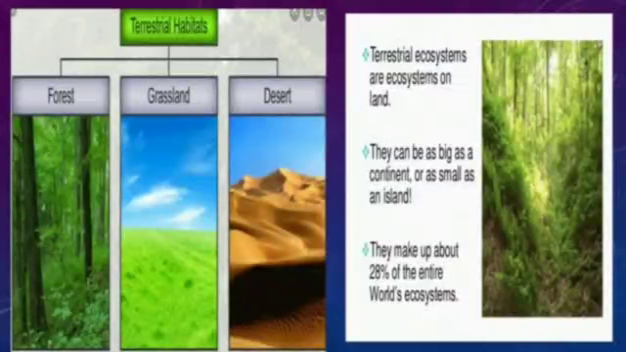So now, terrestrial ecosystems are ecosystems on land, and they can be as big as a continent or as small as an island. Terrestrial habitats make up about 28% of the entire world's ecosystem. See here, grassland. Grassland means we can say plains only. So you know that animals like the lion and deer live in grassland.